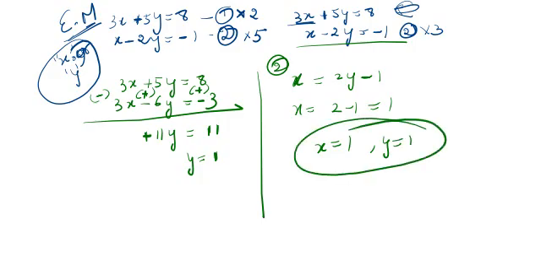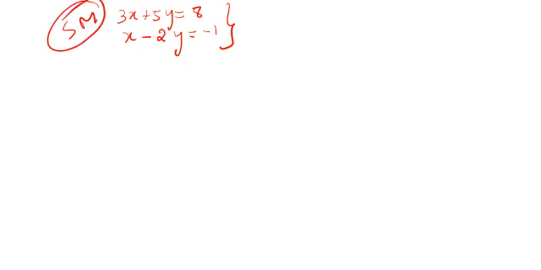Now let's look at doing the same thing using the substitution method. So you have here 3x plus 5y is equal to 8, and x minus 2y is equal to minus 1. Now, when you're doing your substitution method, you have to look for a variable where the coefficient is 1. And I have only one variable where the coefficient is 1, which is x, from my equation 2. So I'm going to use that to say x is equal to 2y minus 1.